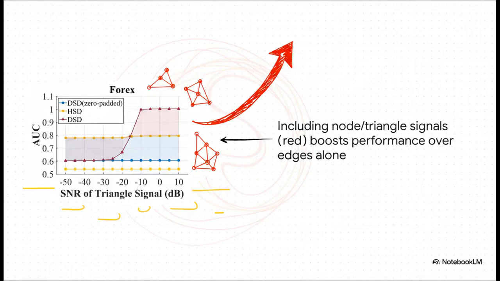And this chart tells an even more powerful story. The yellow line shows the performance when you only use the simple connections. But that red line, that's what happens when you include information from the nodes and the triangles, the full topological structure. Look at that massive boost in detection power. It shows that these higher-order shapes aren't just a neat idea. They contain absolutely crucial information.